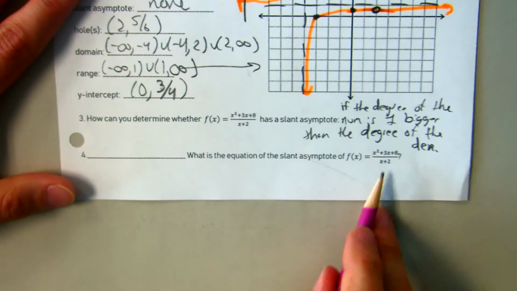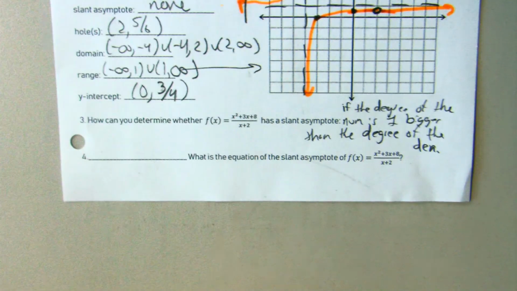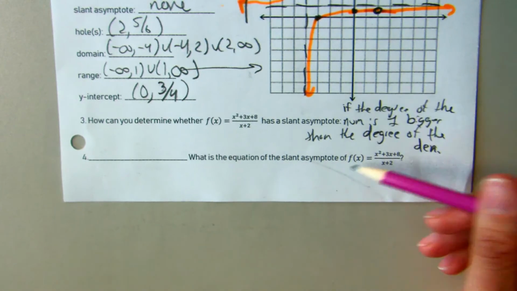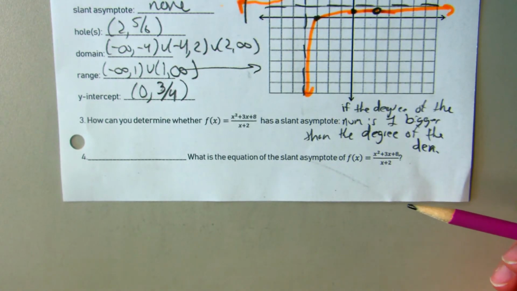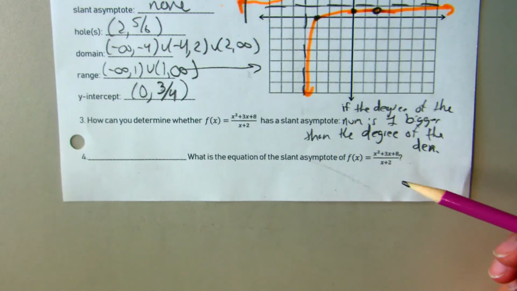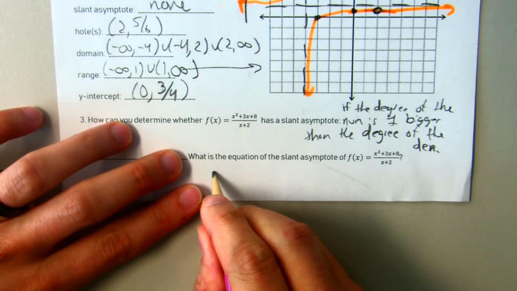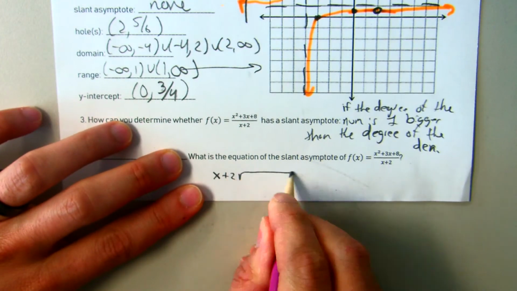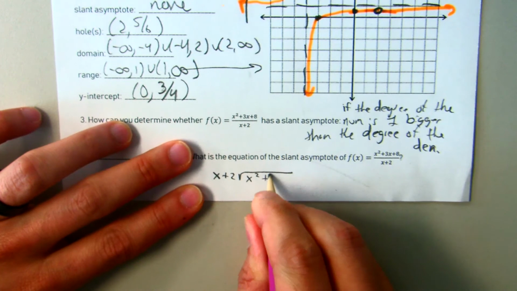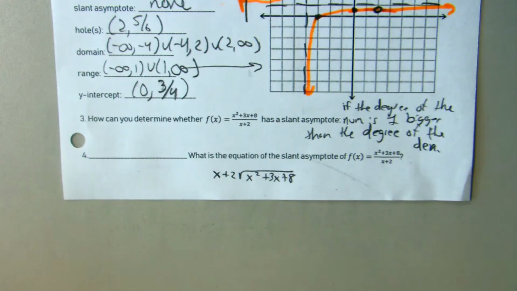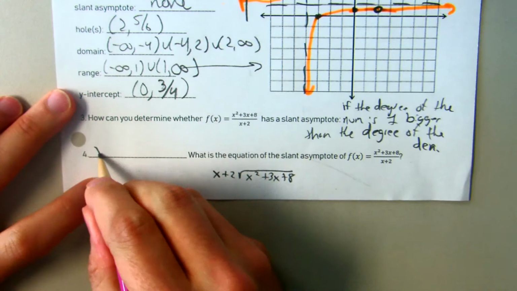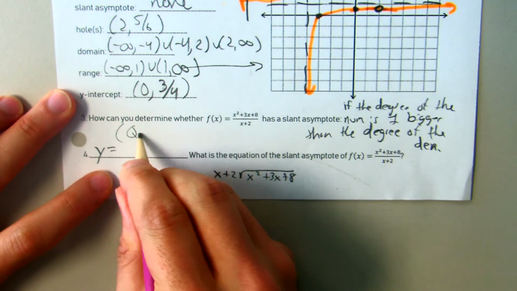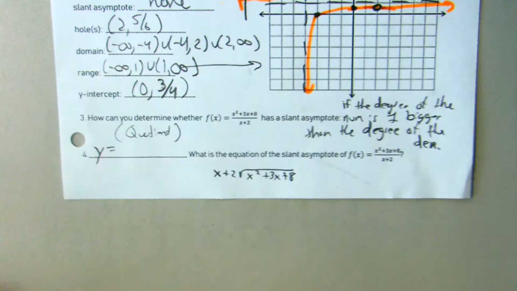But when it is true, like this one, I would very much suspect, I mean, we're not going to get several of these on your semester test, but I would suspect there'd be at least one. You need to know that the process to find it is going to be long division, and that's going to be y equals whatever the quotient ends up being, not the remainder.